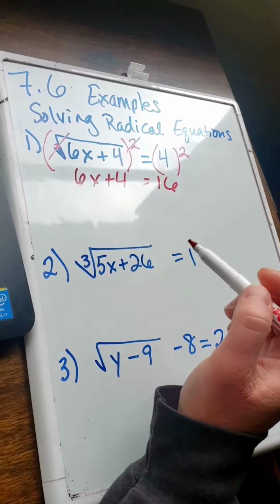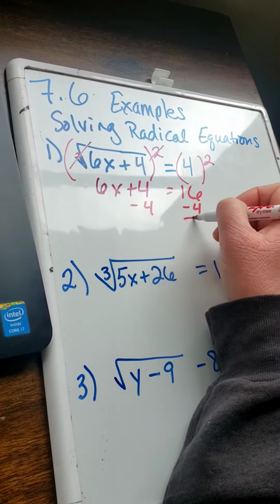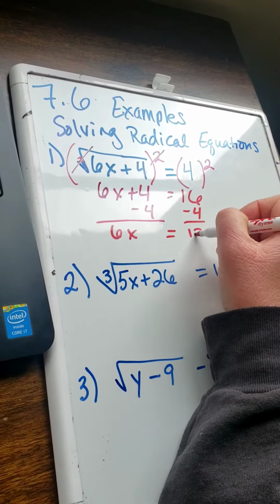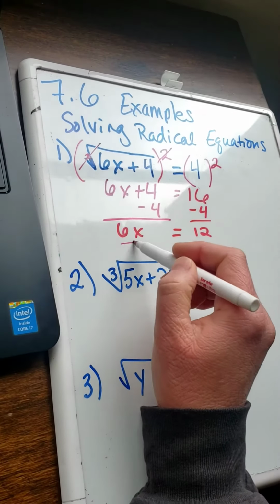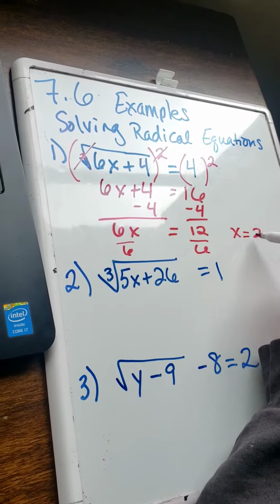Okay, then we solve this like we would any other equation. So subtract 4. We have 6x equals 12. And then divide by 6. And so we get x equals 2.